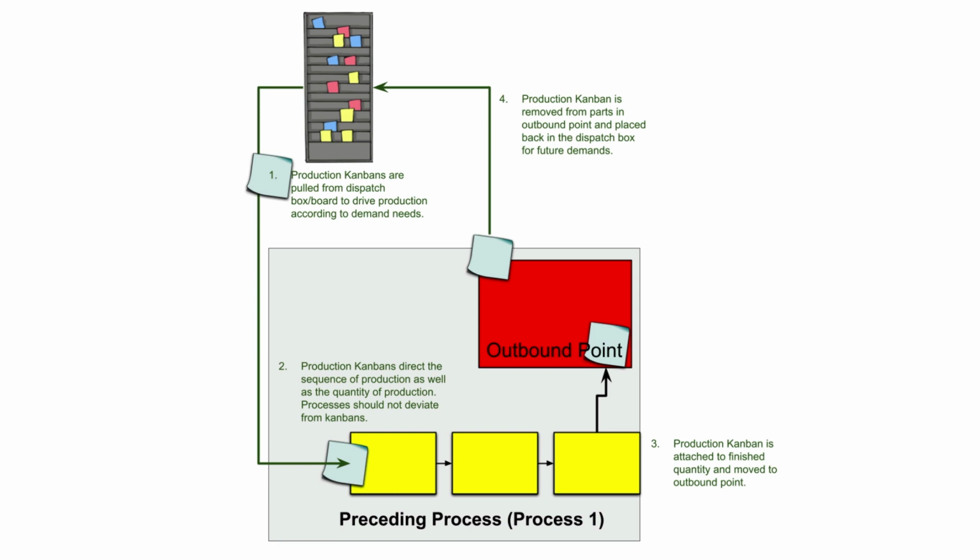The production Kanban will direct the sequence of production so the process is not mixed up. In addition to this, the production Kanban will explain key details such as the quality and quantity of the things that need to be produced. Let's look at another example.